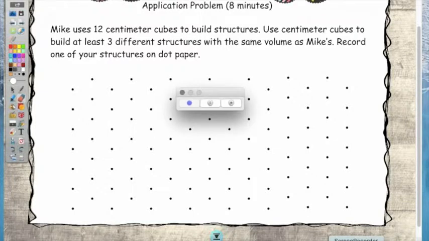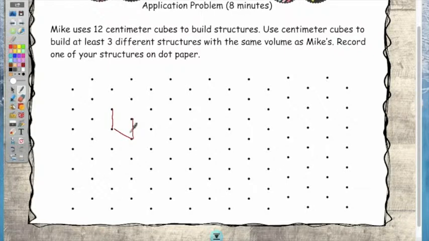Yep, get your cubes. Okay, so right now I want you to get your regular pencil and draw one of those structures on the dot paper. I'm going to draw one that Madison made this morning. I thought it was kind of cool.